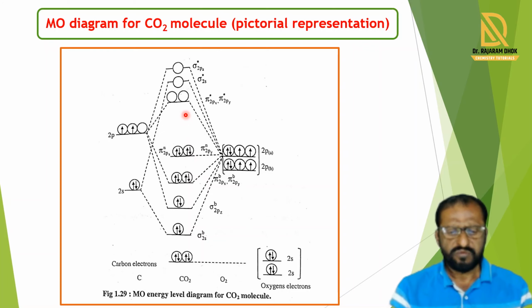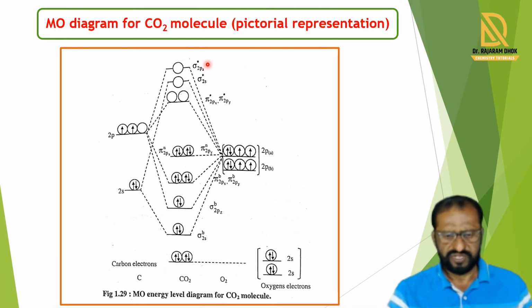Now, antibonding molecular orbitals are formed in the same way as we see in the different homonuclear diatomic molecules, that is, the 2px of the carbon and the 2px of the oxygen. When their wave functions are different, then it forms sigma star 2s. Then here the 2s atomic orbital of carbon and the other 2px atomic orbital of oxygen form sigma star 2s and the other forms sigma star 2px.